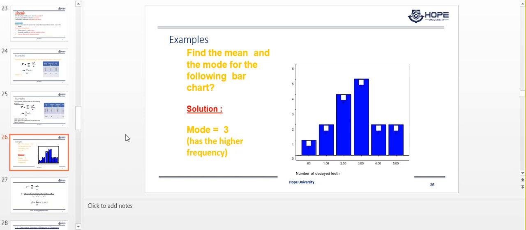Like this, in a graph we also indicate the mode, which has the highest frequency. As you see, the mode here is 3. The highest frequency we have is 5. So 3 is the mode number.